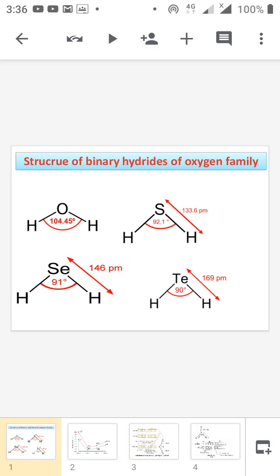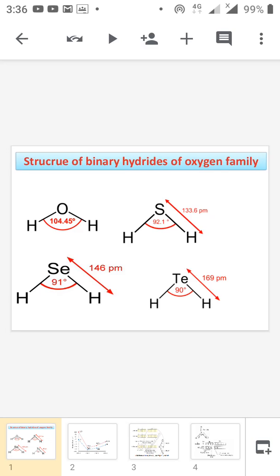H2O, water, exists in the liquid state and H2S exists in the gaseous state, and all the others, H2Se, H2Te, H2Po, are poisonous gases. So only H2O exists in the liquid form.